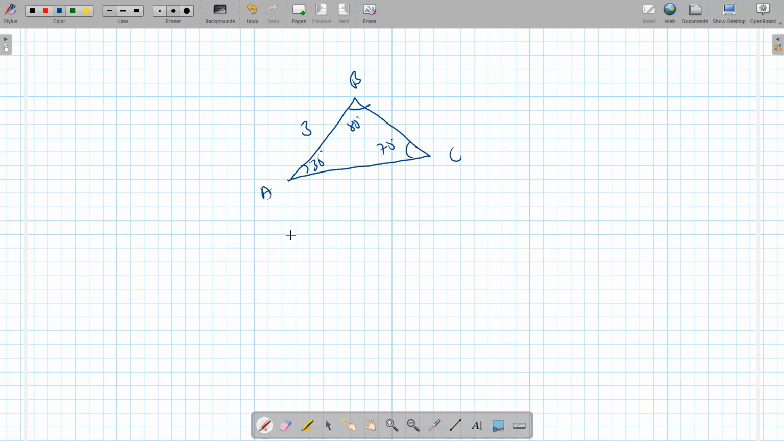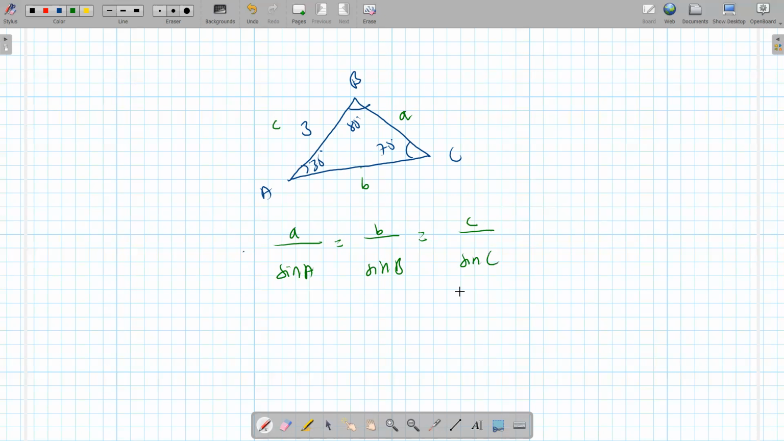Sine law has two variations, but they both give you the same thing. It depends on which one is missing. In this case, side lengths are missing, so we're going to introduce some new variables. The side that's opposite to A becomes small a. The side opposite to B becomes small b. The side opposite to angle C becomes small c. And sine law says this: a over sine A is equal to b over sine B, which is equal to c over sine C.